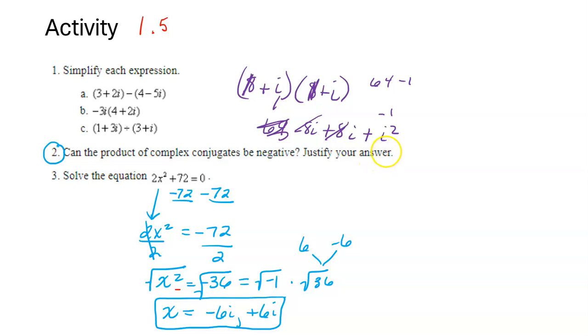It doesn't look like it. I'm going to say my answer is no, because even if it's like -2, when you multiply those, you're going to get +4 minus 1. So I'm going to say no.